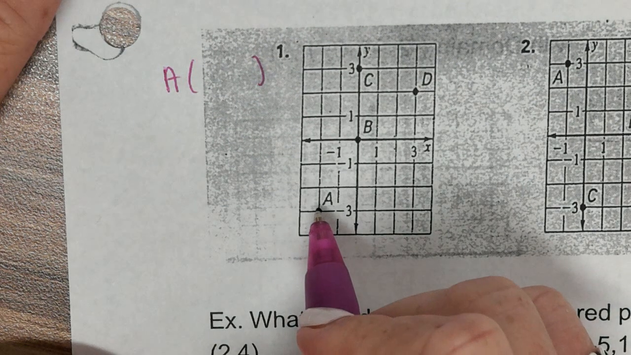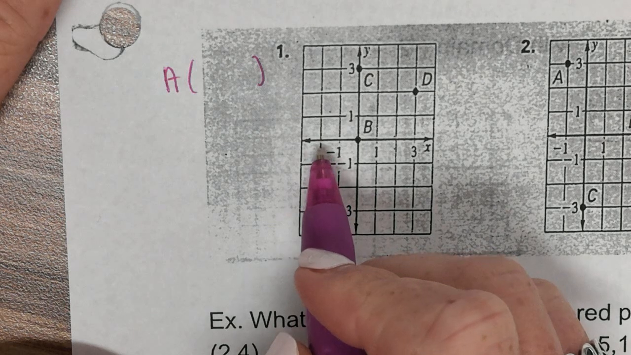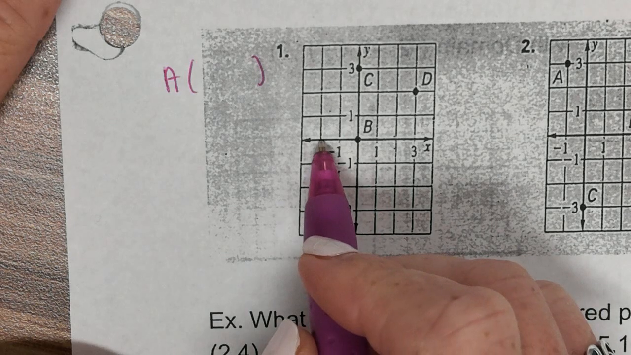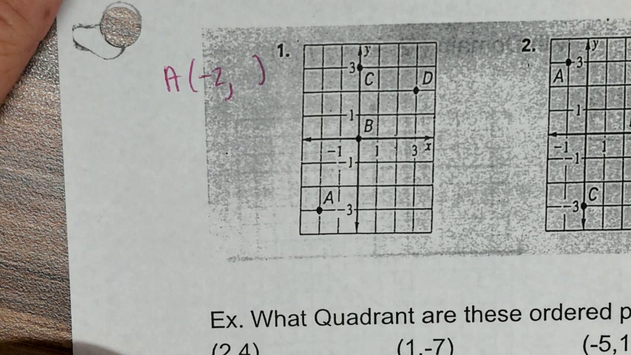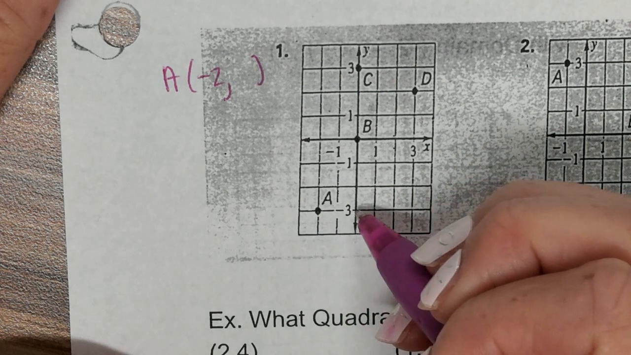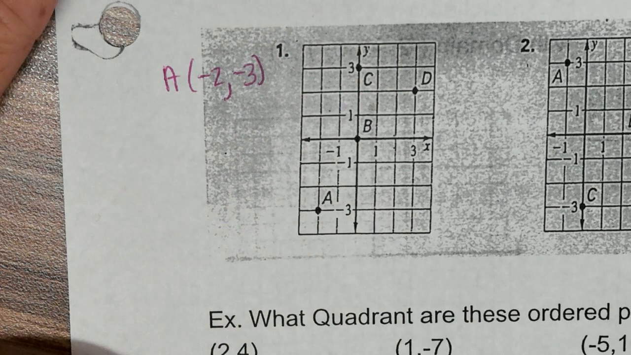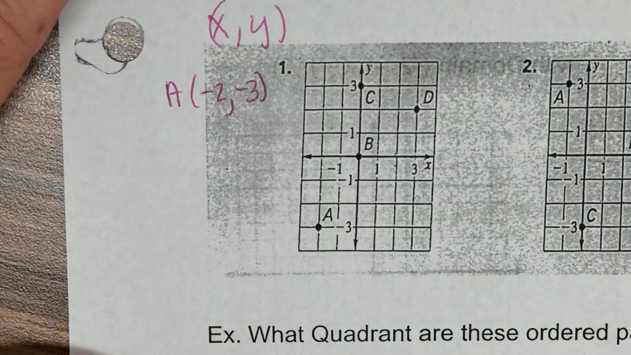All right, on the x-axis, where is A at? Does everybody agree? It's right here. If this is 0 and this is -1, what is this? -2. That's your x value. Where is A at on the y-axis? -3. So we're writing the coordinate. And remember, a coordinate is an x, comma, y.